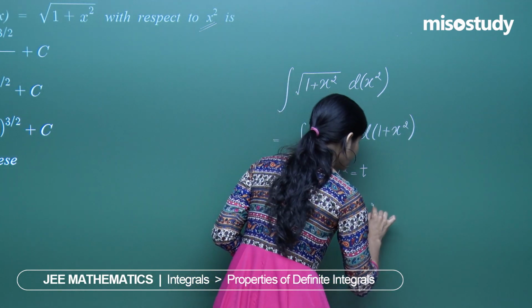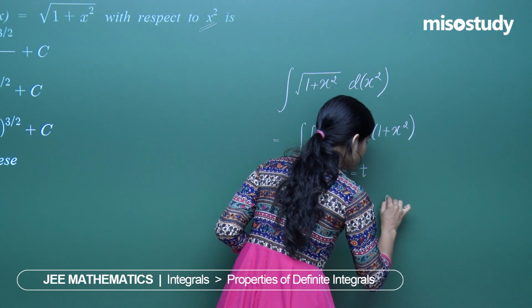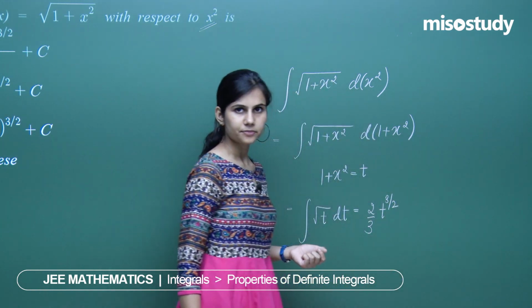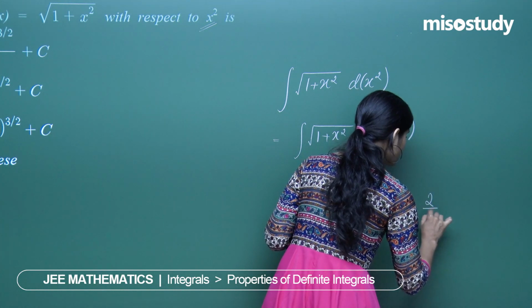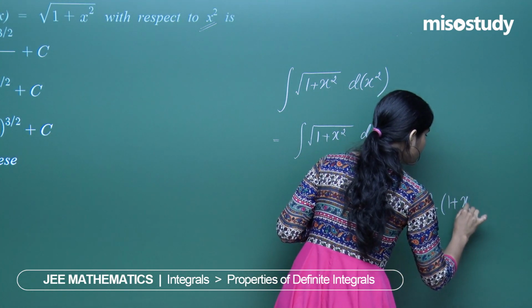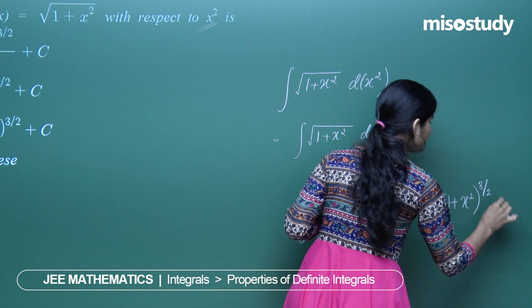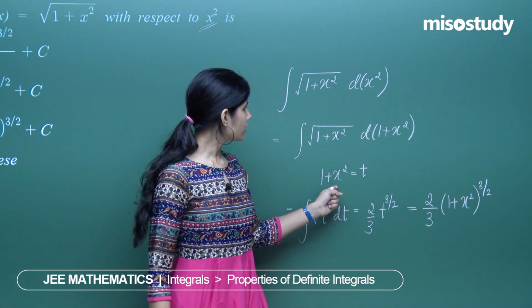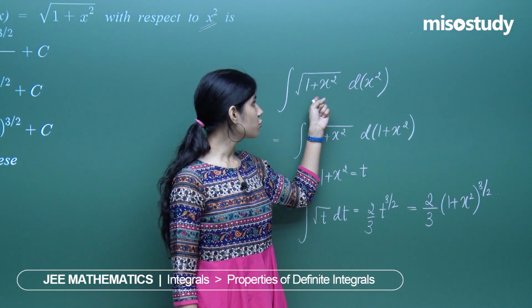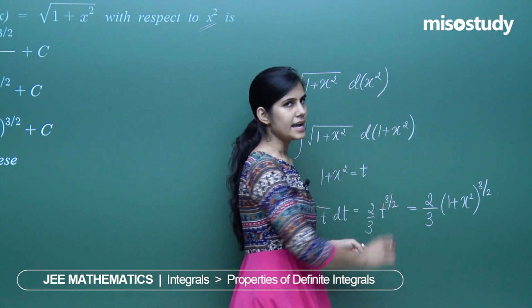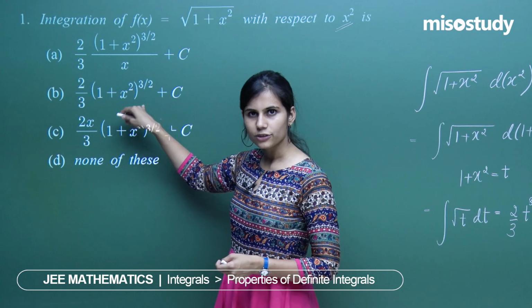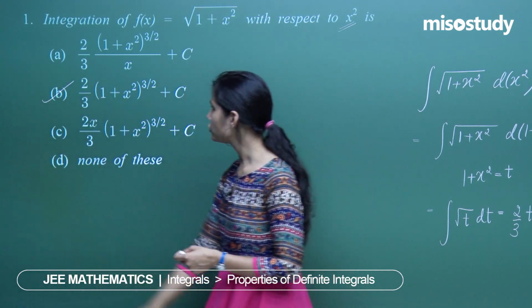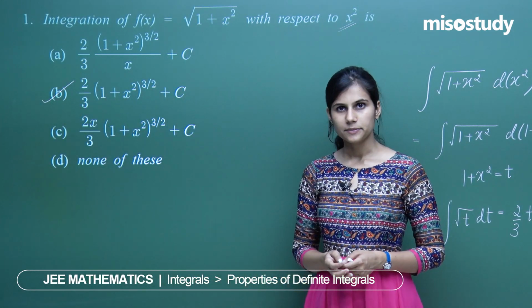This is nothing but equal to 2 by 3 t to the power 3 by 2. But that's not the answer, because t is being taken as 1 plus x square. So your answer is 2 by 3 (1 plus x square) to the power 3 by 2, and that is the indefinite integral of under root 1 plus x square with respect to x square. So 2 by 3 (1 plus x square) to the power 3 by 2 plus obviously the constant of integration, and therefore B is the correct answer.